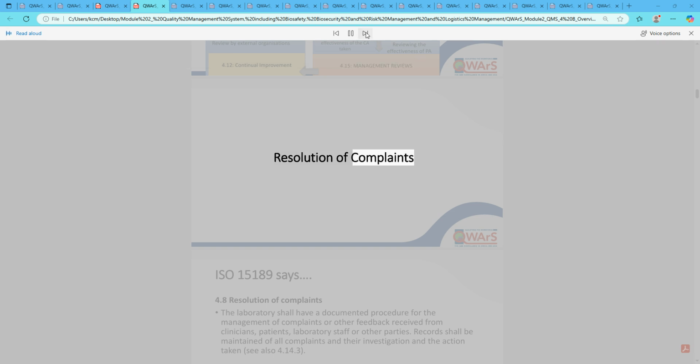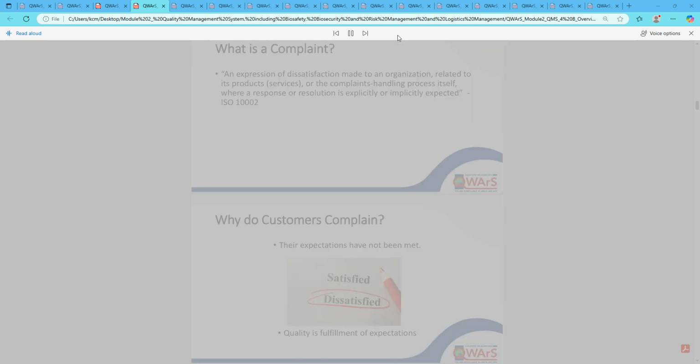Resolution of complaints. ISO 15189 says, for point 8, resolution of complaints, the laboratory shall have a documented procedure for the management of complaints or other feedback received from clinicians, patients, laboratory staff, or other parties. Records shall be maintained of all complaints and their investigation and the action taken. See also 4.14.3.